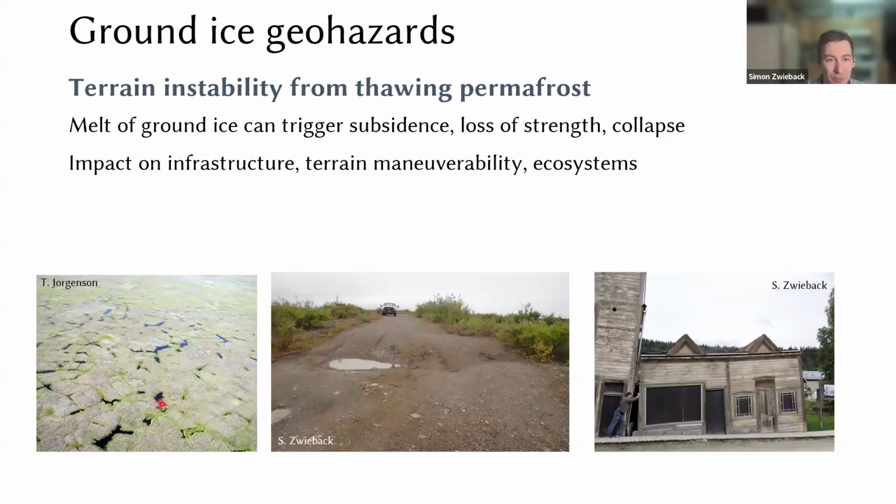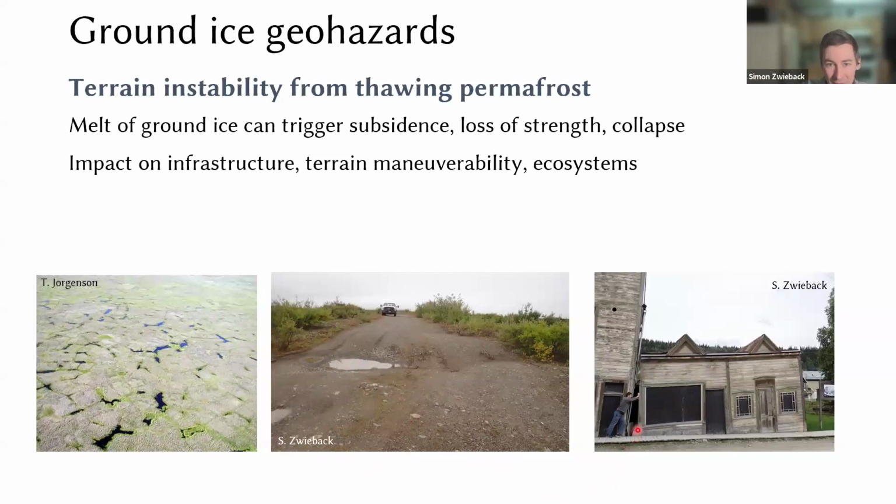Terrain instability is also a big topic of concern for people living in Alaska because it affects infrastructure. For instance, when I drive to work, and if I wasn't snowed in, that's where I would be right now, I would be going over pretty rough roads, not quite as rough as this one you can see, but this is all due to the fact that ground ice has been melting, and that causes collapse of roads and other linear infrastructure features.